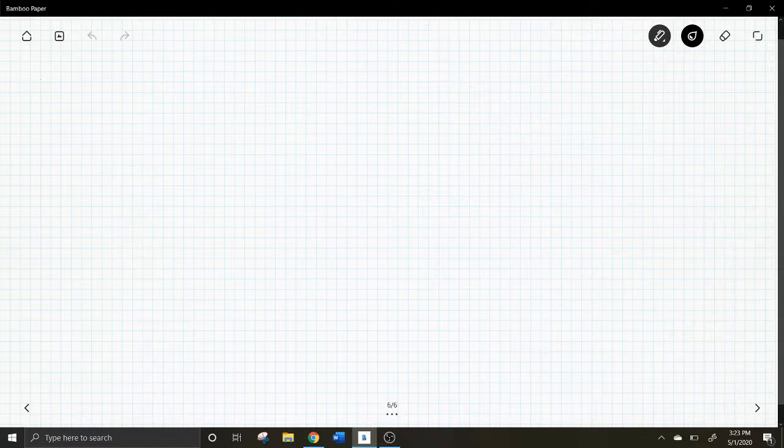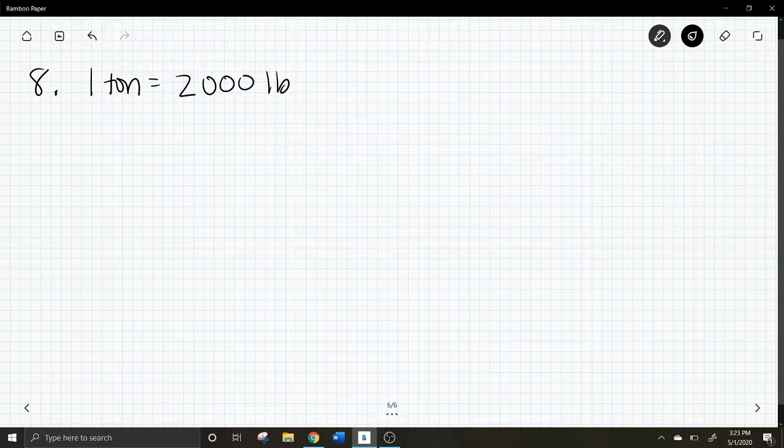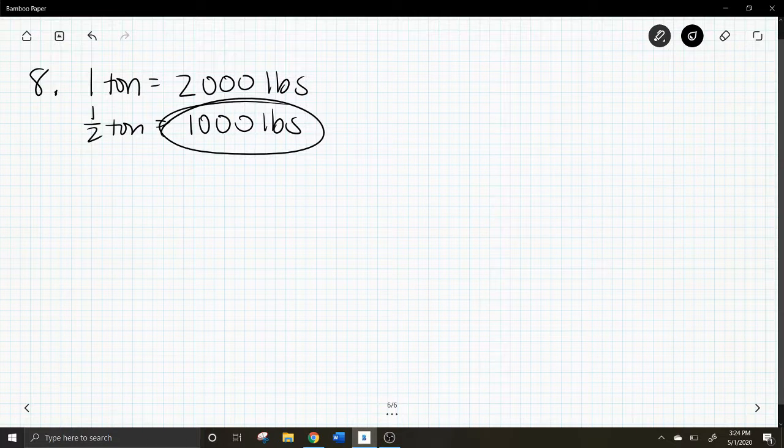Let's move on to number 8. Half of a ton is how many pounds? So you need to remember that 1 ton is 2,000 pounds. So what is half of a ton going to be? It's going to be half of 2,000. So half of a ton is 1,000 pounds.